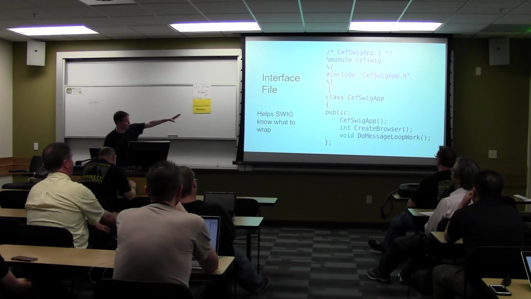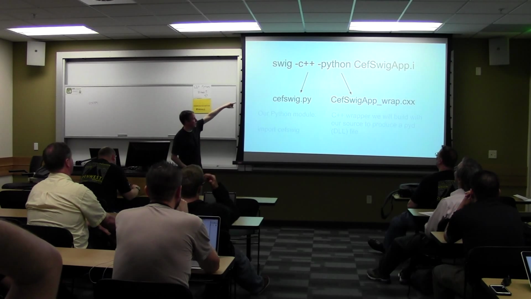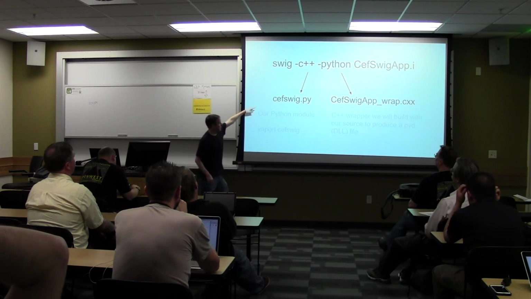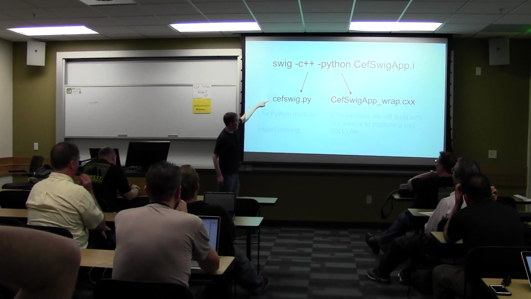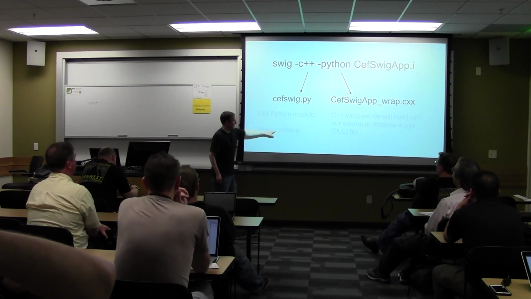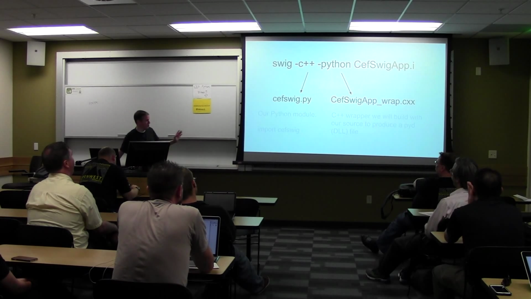I'll show you. So you build this interface file right here, and then when you run this Swig command, you say, okay, I'm writing C++, I'm going to interface it with Python, and here's my interface file. It generates two files. It generates a Python file, so you can do import CEF Swig. That's what I called it. And then it generates the C++ wrapper code that we use to build our DLL.